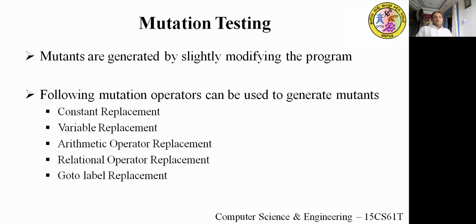Some constant values you might have used. Initially you might have defined some value, and later you may replace it. Then variables: suppose you might use I, J, and K variables, but you don't want to use I, J, K. You want to use some other names like M1, M, O, or P, Q, R, S. You want to replace it. Some variable replacement you will do.